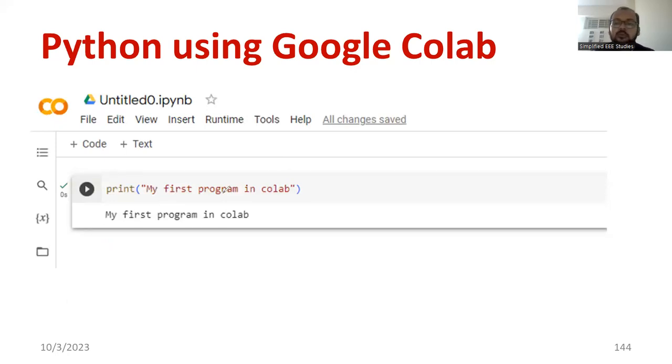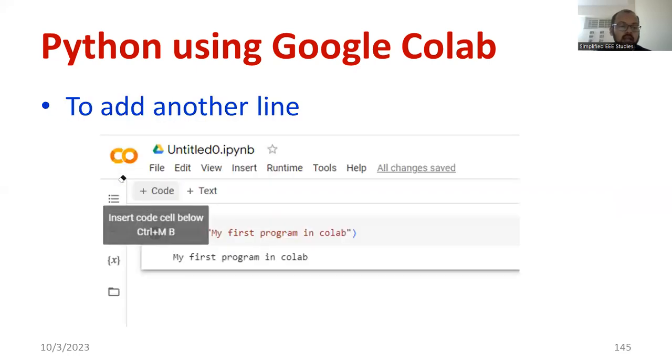So I want to display my first program in Google Colaboratory. What I'm supposed to do is use the command print, "My first program in Colab." Later, you can click on this particular run button, then I'll be getting the output. What is my output? My first program in Colab. So that is the output. Hope you understood. Likewise, I can perform different operations.